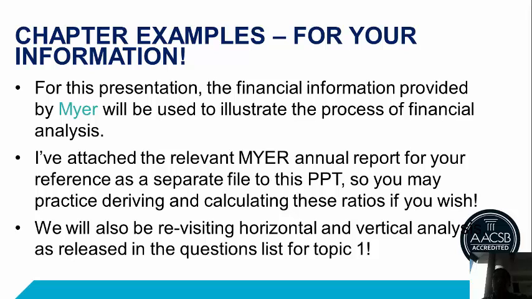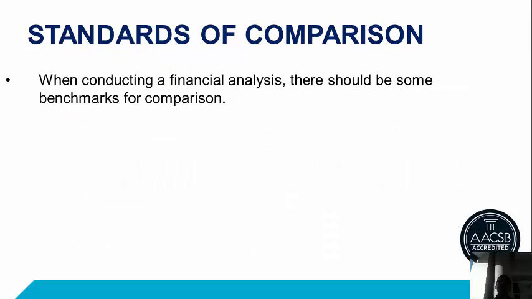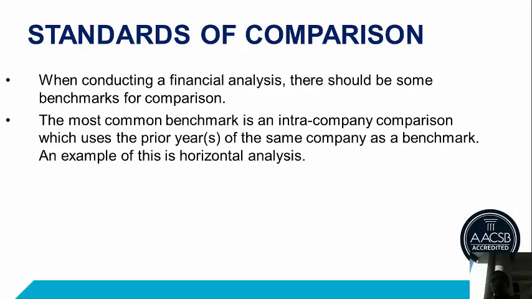We'll also, of course, revisit horizontal and vertical analysis, which we touched on in lecture 1, but we'll do them in a little more detail in lecture 2. So, go back to standards. When conducting financial analysis, there should be some benchmarks for us to reflect on how healthy our number is, for us to compare. The most common benchmark is probably an intra-company comparison, where you might use last year's numbers as a benchmark for this year's numbers. At a minimum, you want this year's numbers to be better than last year's numbers, so perhaps you might use last year's numbers as a benchmark. If you're doing this, you're probably going to be very suited to the idea of horizontal analysis.